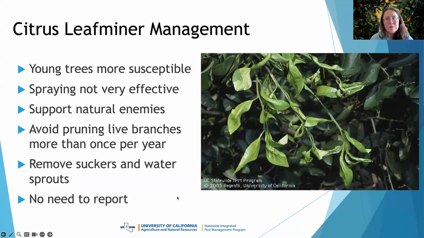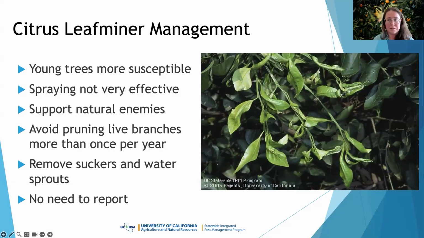Mature citrus trees aren't usually significantly damaged by citrus leaf miner, but young trees can be more susceptible. Because the larvae are somewhat protected inside of the leaves, spraying generally isn't the most effective control method for this pest. Citrus leaf miners are killed by many naturally occurring predators and parasites, also called natural enemies, that can be very effective in controlling this pest.